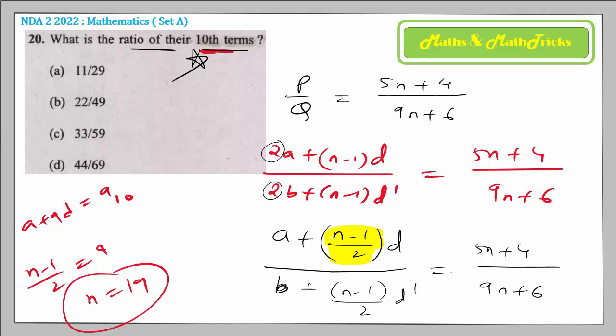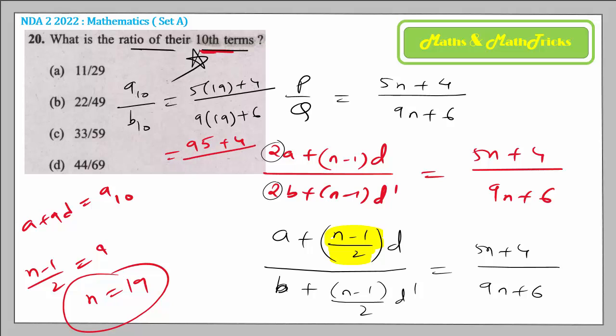So your required answer here, a10 by b10, will be 5 into 19 plus 4 upon 9 into 19 plus 6. What do you get? 5 into 19, 95, plus 4, 99. Then 9 nineteens are 171 plus 6. So you are getting 99 upon 177. Reduce this number: 3 3s are 9, 33 by 59. So you are getting option C there.